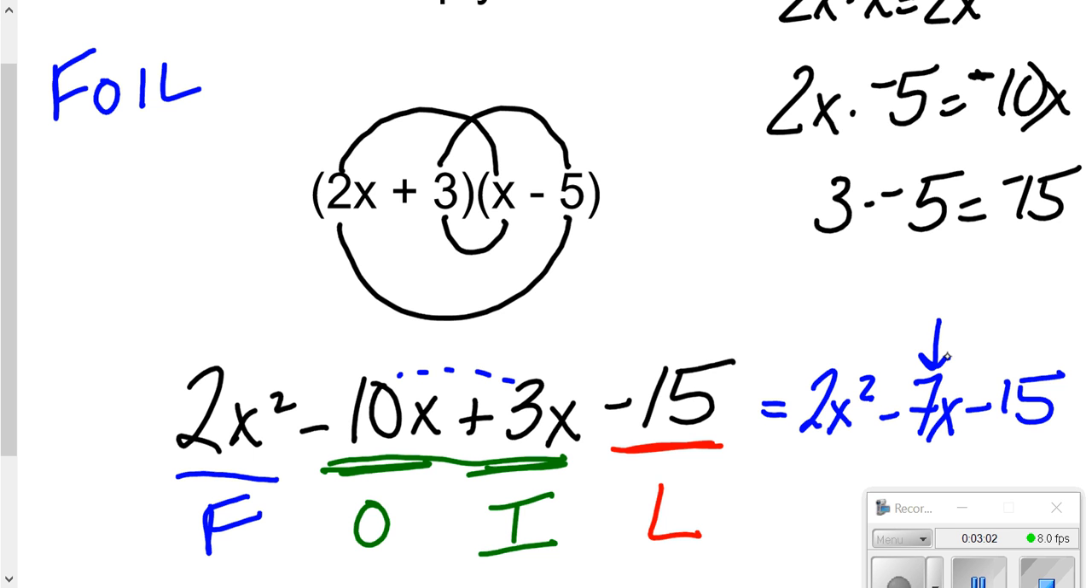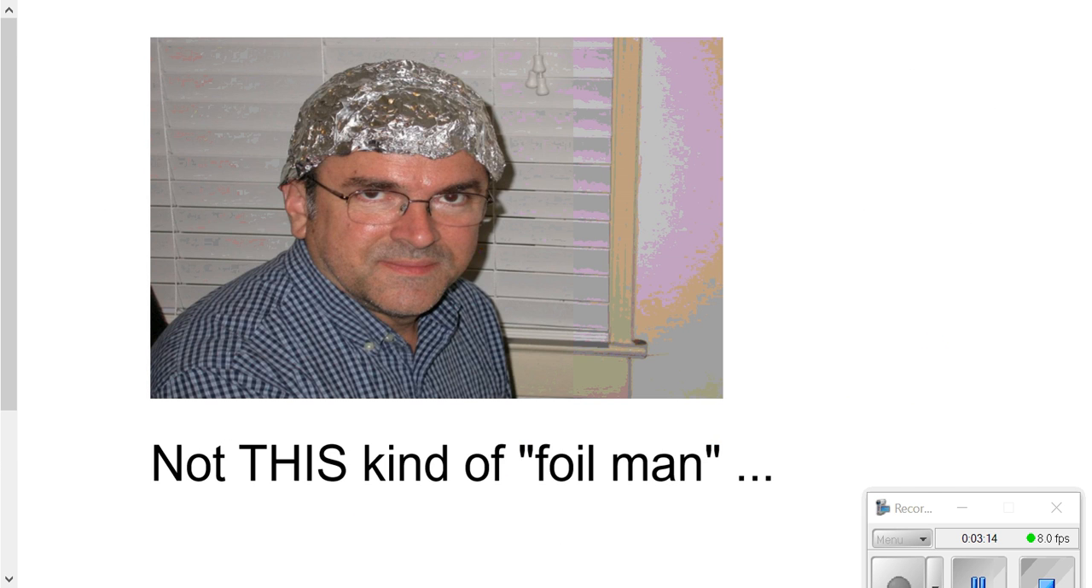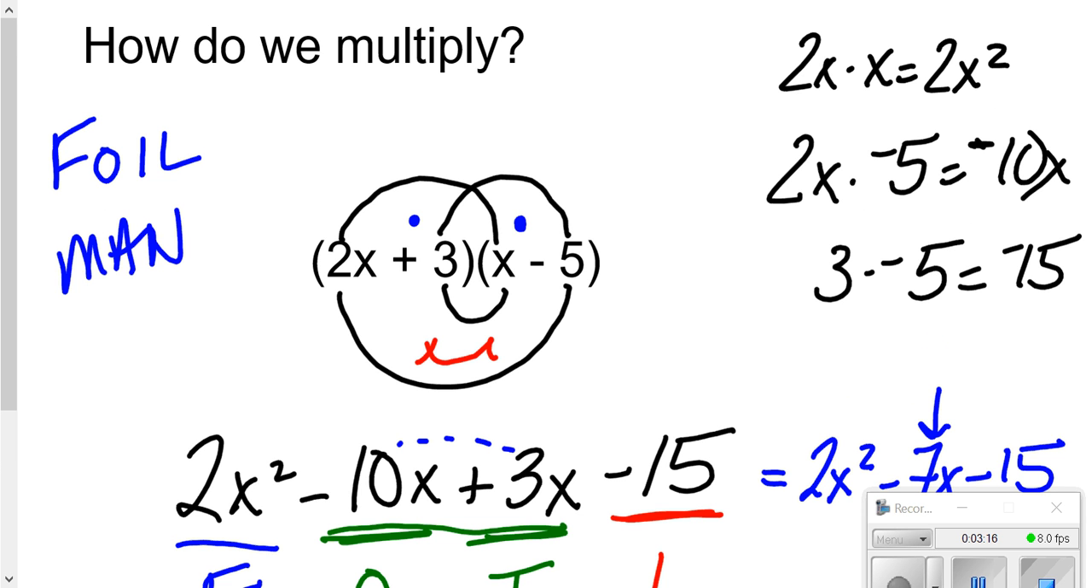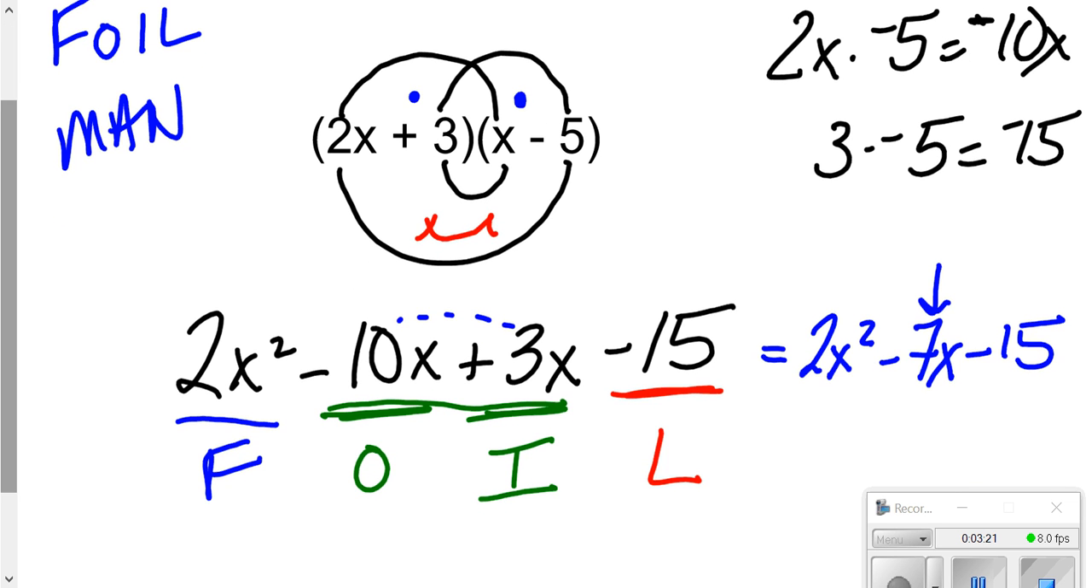By the way, when I teach Algebra 1, I say that you draw a little face here, that this is Foil Man. Foil Man, he's like a superhero. When you multiply out two binomials, the outer and the inner are what make this middle term. The first make the first term, the last make the last term.